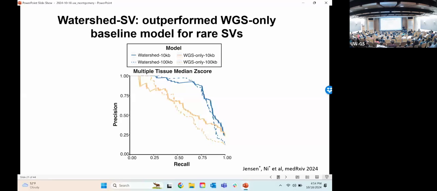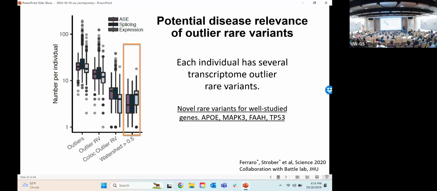So this information is guiding us towards what we think are interesting rare variants where we can replicate molecular effects. Given we have this model, we've tried to assess the potential disease relevance of these outlier variants, beyond integrating them into polygenic risk. In GTEx, we scored how many variants we saw per individual that had high Watershed posteriors related to allele-specific expression outliers, splicing outliers, or total expression outliers.